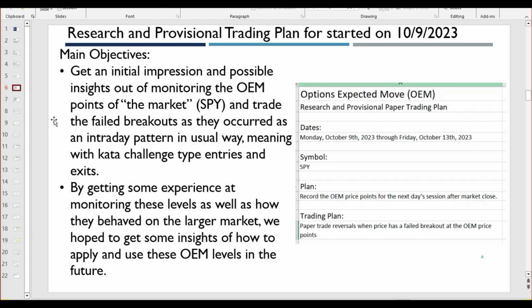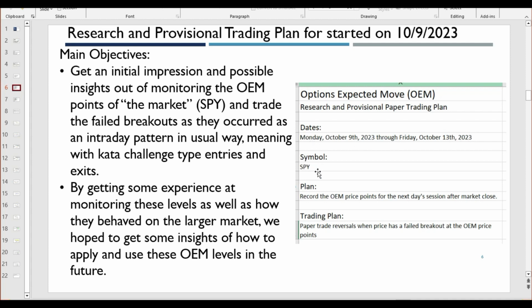And we figured by getting some experience at monitoring these levels, as well as how the market behaved on the rest of the market and in itself, we hope to get some insights on how to apply and use these OEM levels in the future. So the provisional trading plan was originally just for a week. It's been continued now for 6 months.